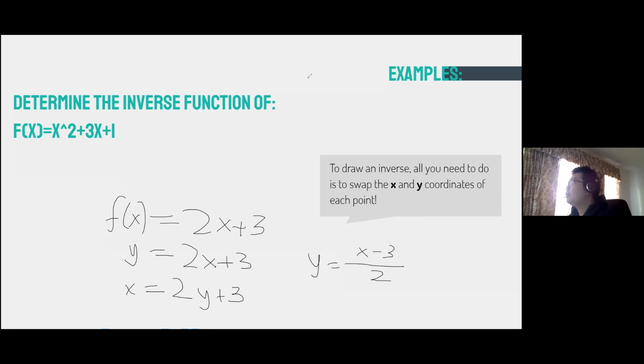Basically, you use the hint that you swap the x and y coordinates for each point. First, you write out the corresponding equation to the function. Then you swap the x and y coordinates of every point, and you solve for the value of the answer. All right.